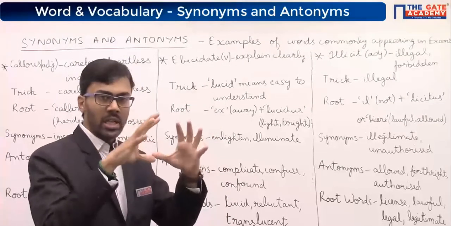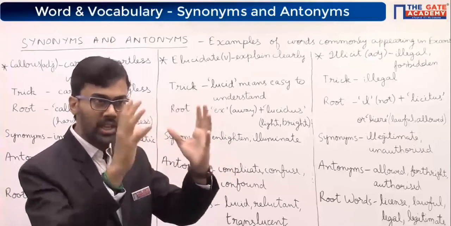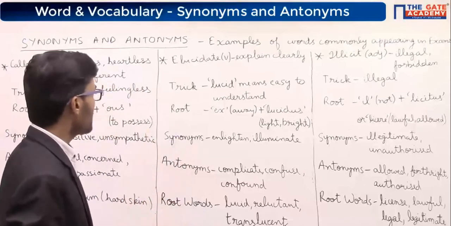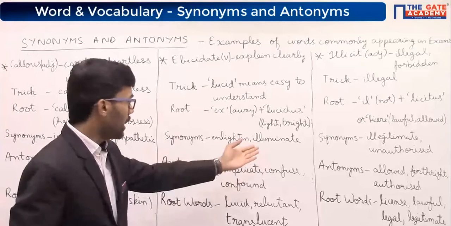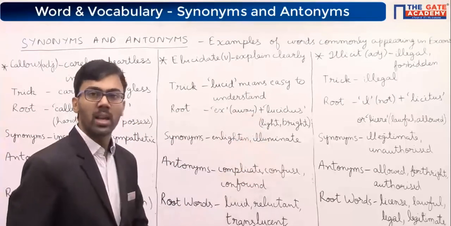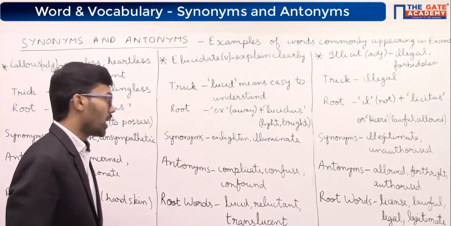That is, we clearly understand something by showing light on it, by clearly explaining it or clearly understanding it. Synonyms are enlighten or illuminate, again very commonly used words. Illuminate again comes from lucidus or luminous, which means light. Antonyms are complicate, confuse, confound.